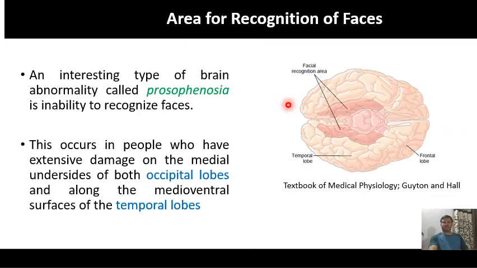So this is the area of recognition of faces. The occipital lobe and temporal lobe both commonly form the area which is responsible for the recognition of faces. So if any lesion occurs in that region, the occipital and temporal region, people are unable to recognize faces, and such a disease is called prosopagnosia.